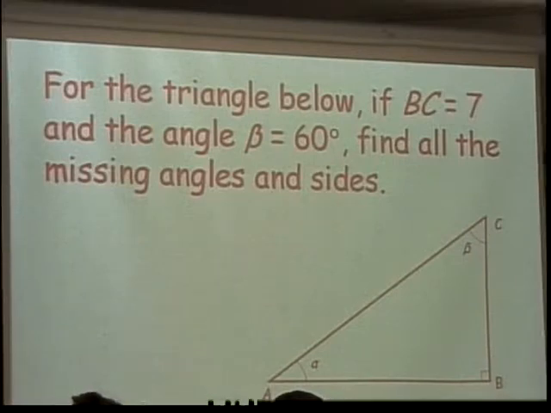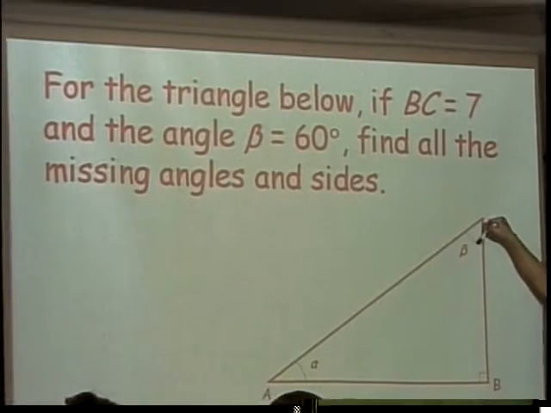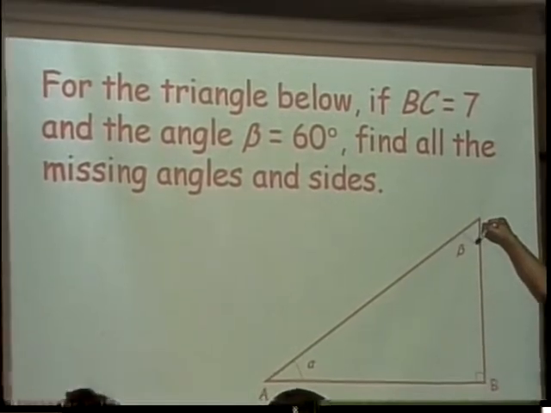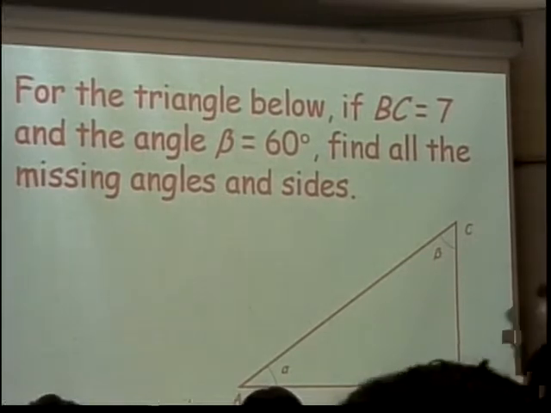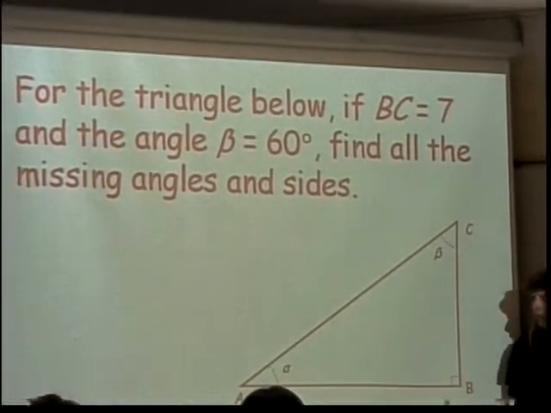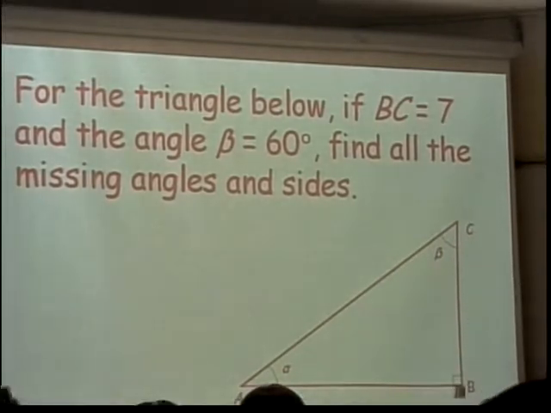I'm told that this side is 7, this angle is beta, and it's 60 degrees, and I'm supposed to find everything else. That means I'm supposed to find side AB, I'm supposed to find angle alpha, and I'm supposed to find the hypotenuse. Any suggestions?